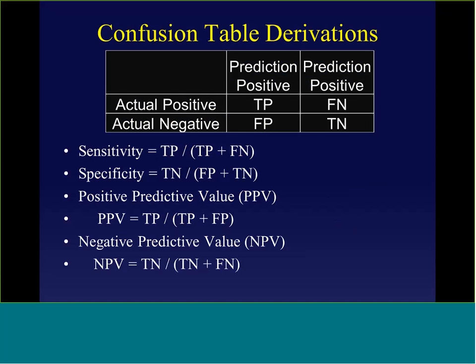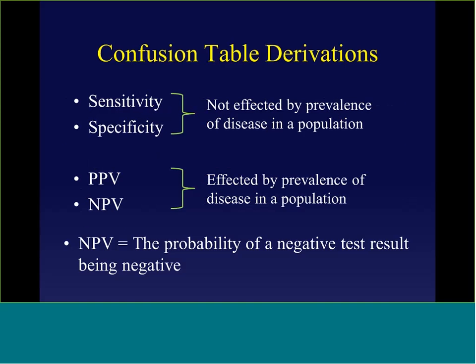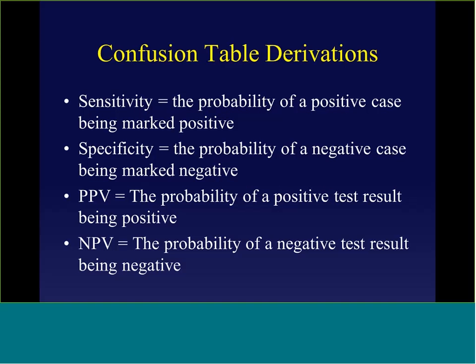A few things that I do think are very important, though. This is just some ways of intuitively understanding what these terms mean. Sensitivity is the probability of a truly positive case being marked positive, specificity is the probability of a negative case being marked negative, and the positive and negative predictive values are the probability of a positive and negative test being truly positive and negative, respectively. Intuitively understanding this is very important, and when you need to calculate these values, you can look them up. They're readily available online.